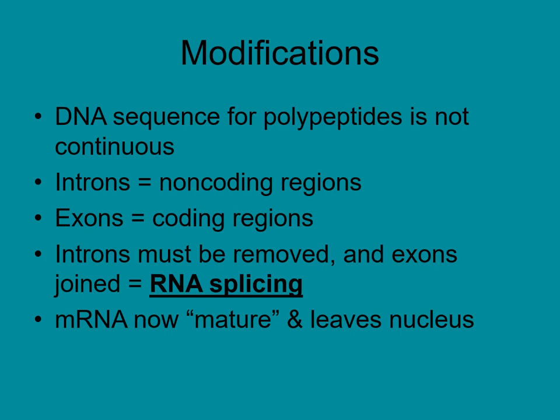Introns are the non-coding areas. Those are the areas you're going to cut out, and the exons are the areas that you're going to keep. Personally, I've always thought those terms are backwards, but that's just the way I think about it. So the introns, you're going to have to remove it. You keep the exons, but you're going to have to join those now together. That's the RNA splicing. Once you've done that, then the mRNA can leave the nucleus.